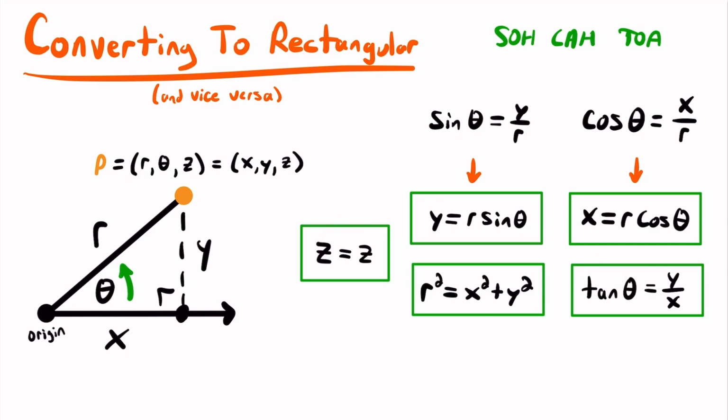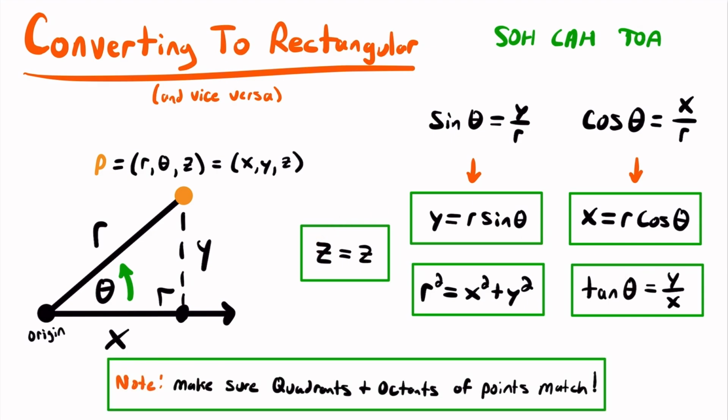All right, just remember, keep this in mind, when you're converting points particularly from rectangular to cylindrical, you want to make sure that the quadrants and the octants of the points match up. In other words, you want to make sure to use the right angle based on where your point would be in the rectangular coordinate system. And we'll talk about that with our example problem for converting from rectangular to cylindrical, but this is something you want to keep in mind when doing these conversions, specifically for points from rectangular to cylindrical.